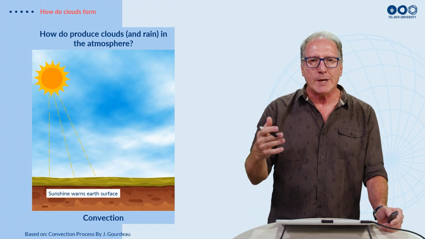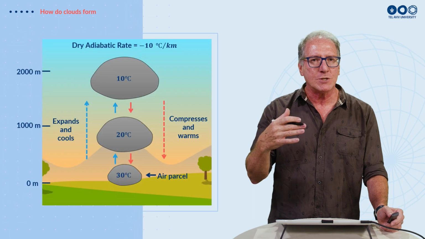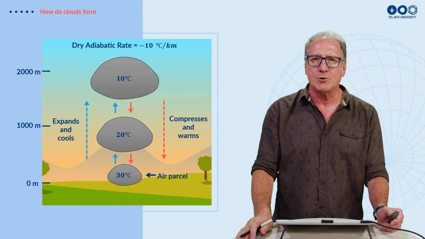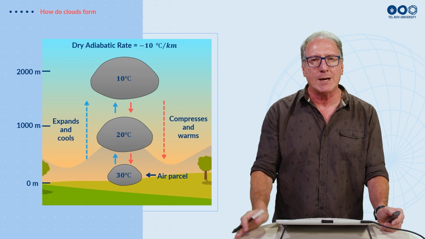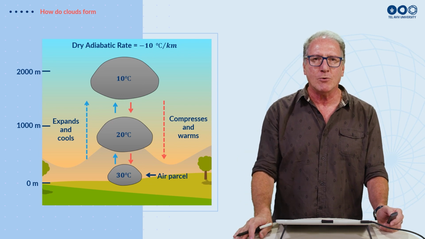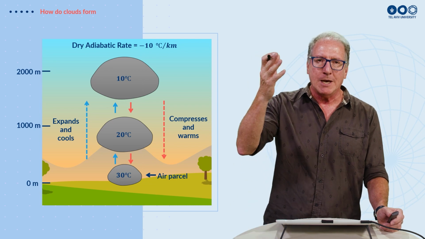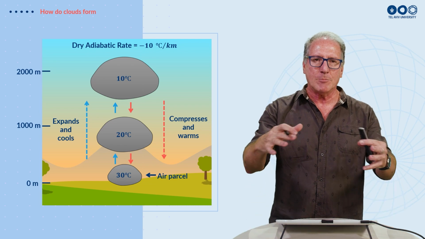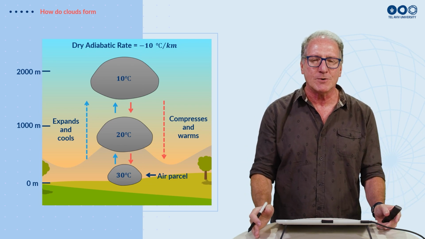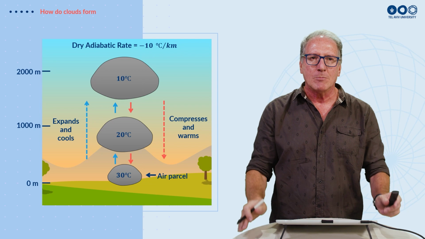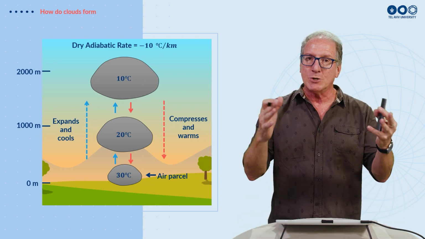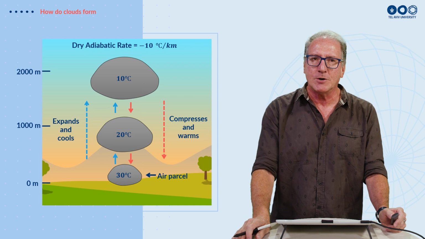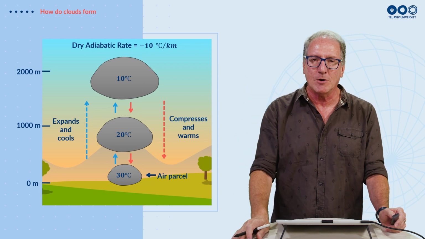Now, the cooling of the air occurs at a fixed rate, what we call the dry adiabatic lapse rate, or the dry adiabatic rate, which is around about 10 degrees cooling for every kilometer we go up, and 10 degrees warming for every kilometer we go down. So if we take a parcel of air which is 30 degrees at the surface and it rises up by 1 kilometer, it'll be 20 degrees. We take it up another kilometer, it'll be 10 degrees. Another kilometer, it'll be 0.